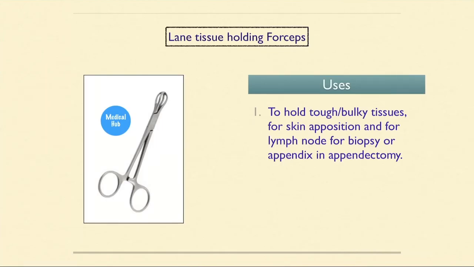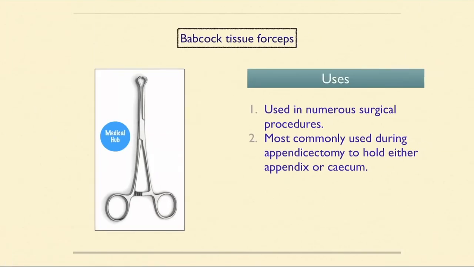Next instrument is Lent tissue holding forceps. It is used to hold tough or bulky tissues for skin apposition, and for lymph node biopsy or the appendix in appendectomy. Next instrument is Babcock tissue forceps. It is used in numerous surgical procedures, most commonly during appendicectomy to hold either the appendix or cecum.